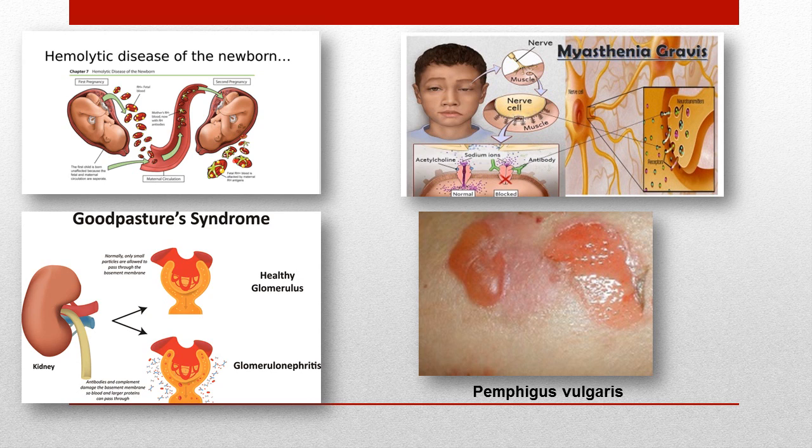Goodpasture syndrome, formation of antibodies to basement membrane of glomerular and alveolar capillaries. Pernicious anemia, production of antibodies to parietal cells in the stomach. Pemphigus vulgaris, characterized by formation of antibodies against epidermal glycoprotein. Myasthenia gravis, production of antibodies directed against acetylcholine receptors at the motor end plate of a muscle, blocking the receptors and diminishing the muscular response.